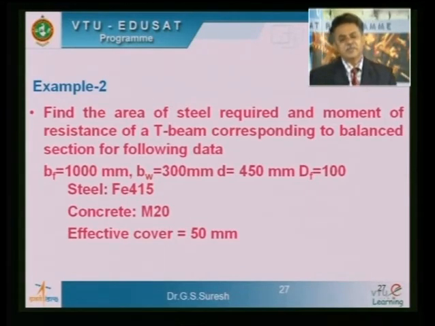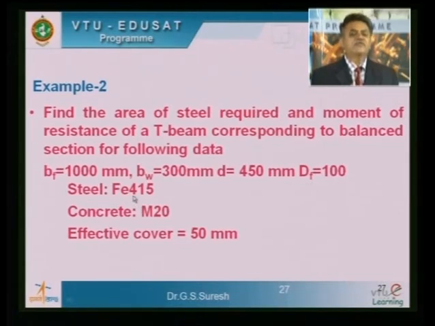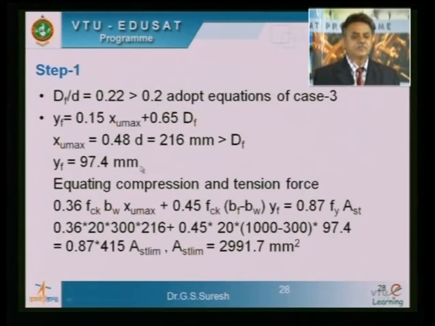The flange width is same as in the previous problem, 1000 mm, the web width is 300 mm, effective depth is 450 mm, and the thickness of the slab is 100. Steel is of type Fe415, concrete is M20, cover is 50.